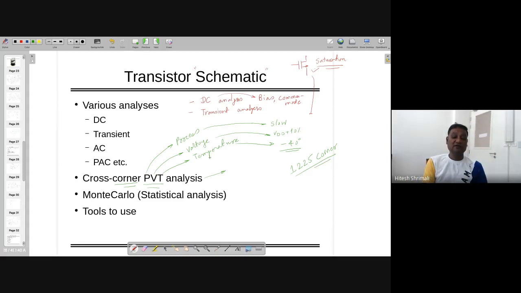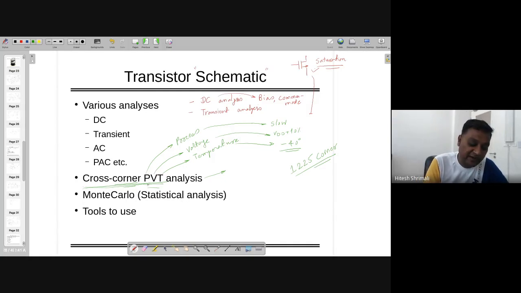So your circuit has to work at everything. If it does not work, then that circuit is not useful. So you have to make sure that your circuit is robust enough for cross corner PVT. So this is what I wanted to explain. Unfortunately, it's not given in any book, so please follow my lecture. It's not given in any book, but this is the analysis we are going to do in Simica.